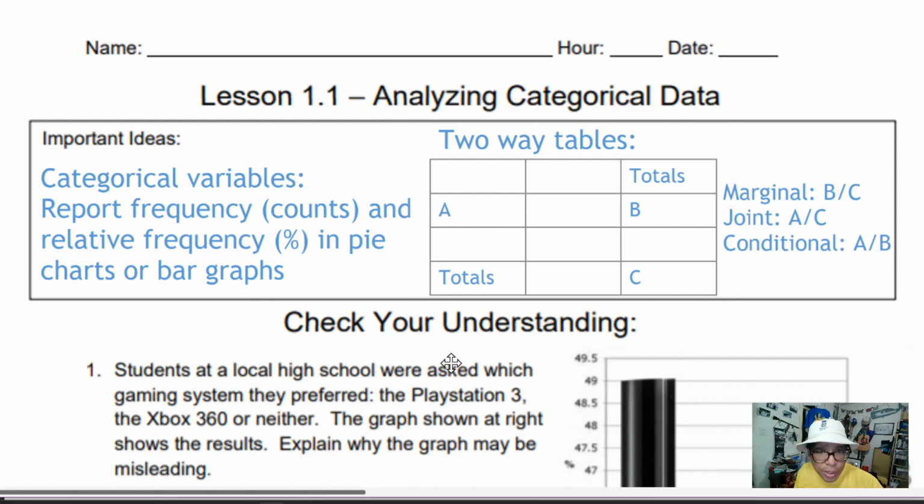We looked at three different kinds of relative frequencies. We looked at the marginal. A marginal relative frequency is a total from a row or a column divided by a grand total. The joint frequency is the total from the intersection of two different categories divided by the grand total. And a conditional total would be an intersection of two different categories divided by either the row total or the column total.